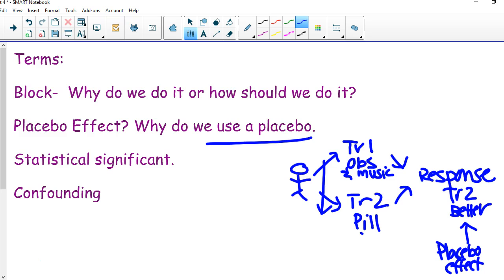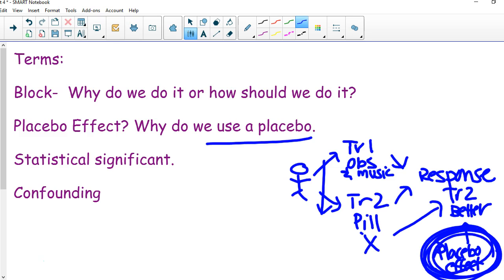So what we need to do in order to control this placebo effect, we want to say, well, how do we know that it was actually the pill that made the depression better and not just the placebo effect, the sheer act of taking a pill? Well, how I do that is I need to give treatment one a placebo pill. And that's the reasoning there.